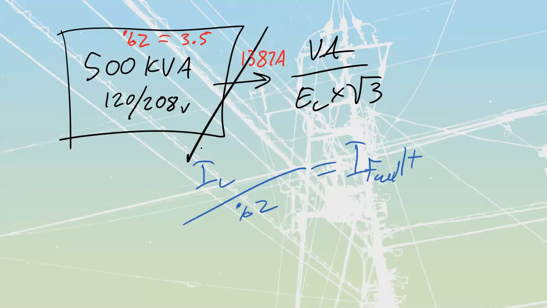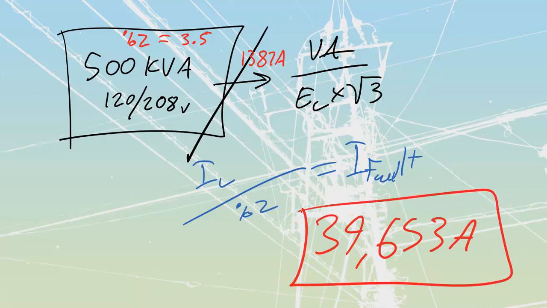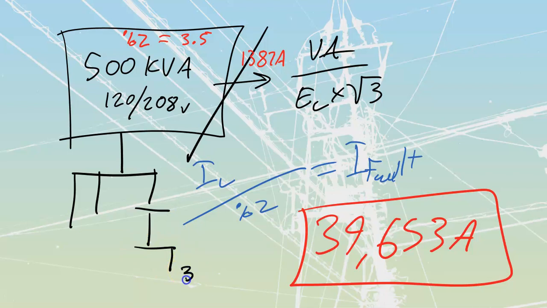this transformer is going to be able to put out for a short amount of time 39,653 amps. That's a phenomenal amount of current. Now, this current needs to be interrupted by whatever I've got for my overcurrent protection. So that means every breaker, because even if I go all the way downstream from my transformer, into some other distribution, then further downstream into other sub-distribution, I could be all the way down over here where I've got a 3-pole 15 amp breaker.